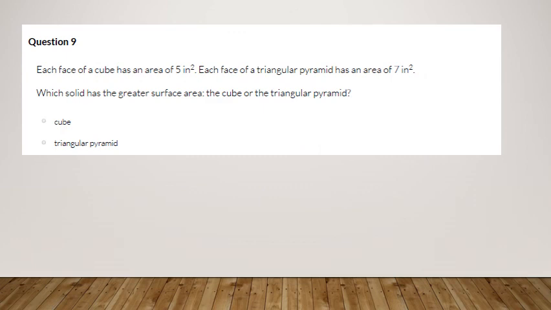Each face of a cube has an area of 5 inches squared. Each face of a triangular pyramid has an area of 7 inches squared. Which solid has a greater surface area? I'm going to start with the cube. I know that there are 6 sides to a cube. Each one is 5, so I'm going to say 5 times 6. The cube has a surface area of 30 square inches. I'm going to write that up here beside the word cube, just so that I don't forget.